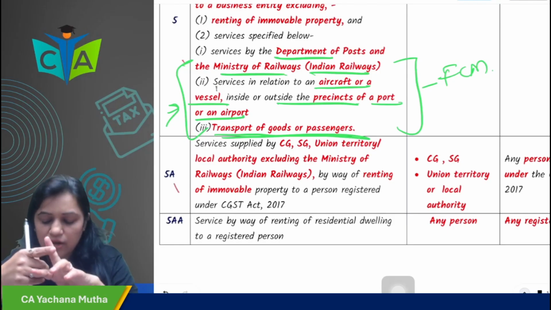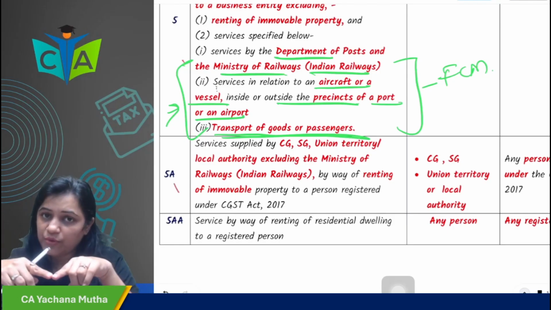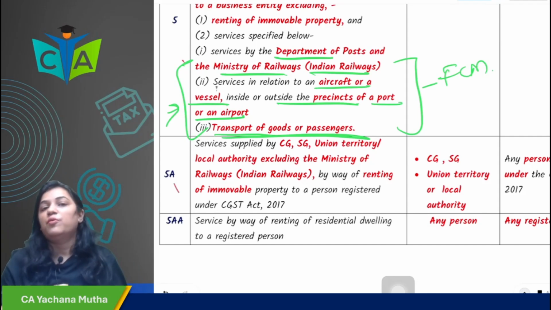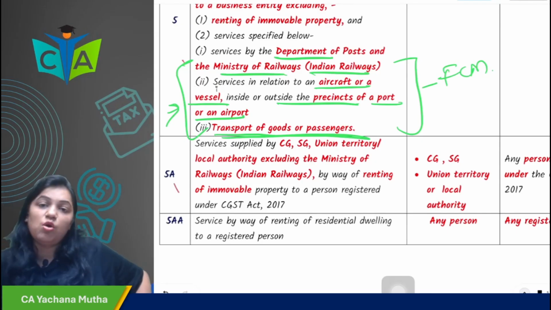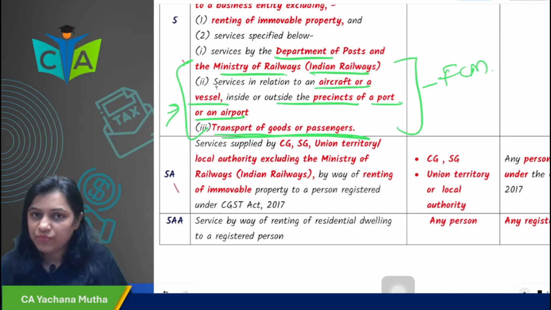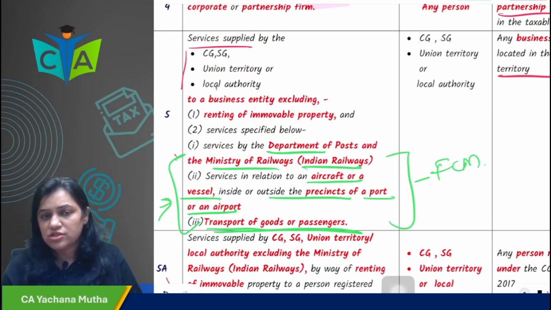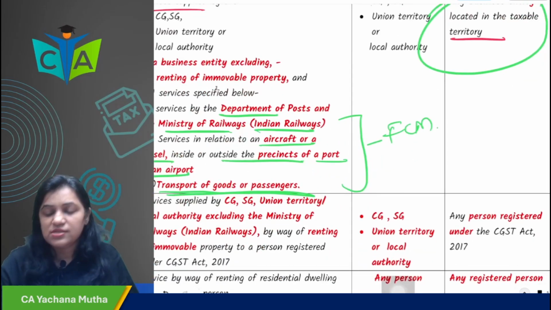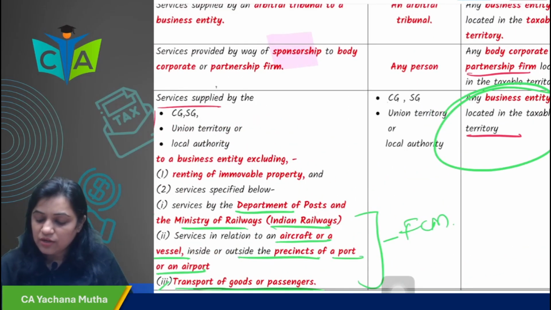then service in relation to aircraft or vessel inside or outside the presence of the port or airport, and then transportation of goods or passenger. If these services are provided by government, under these services always the tax will be discharged by the government, because it is excluded from the reverse charge entry. Other services, business entity will pay tax under reverse charge when it is provided by government.